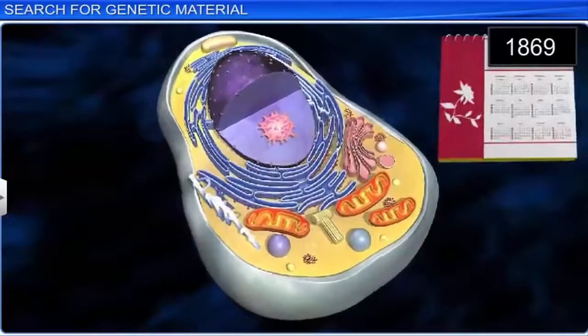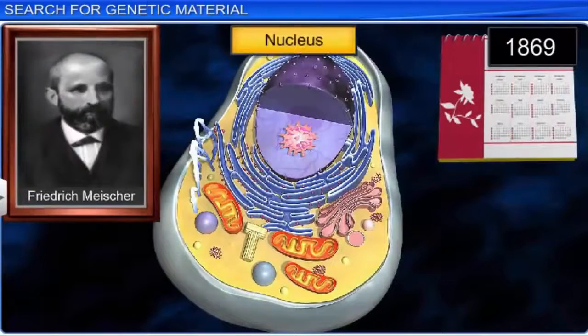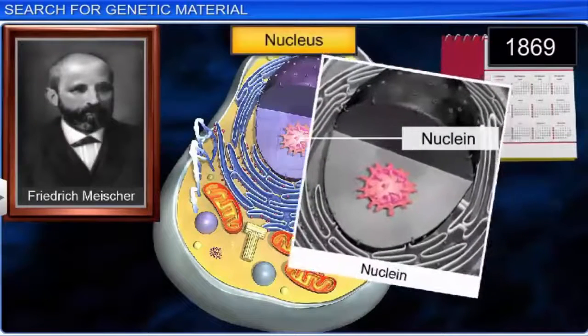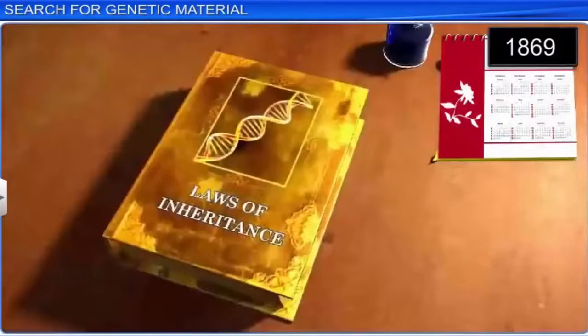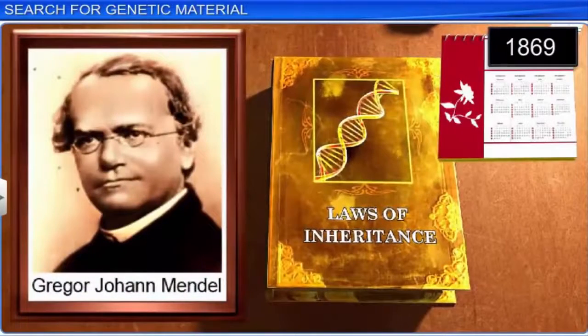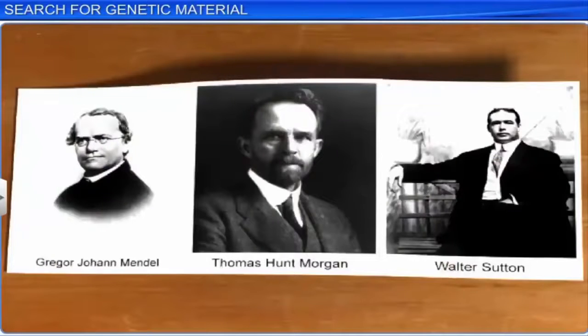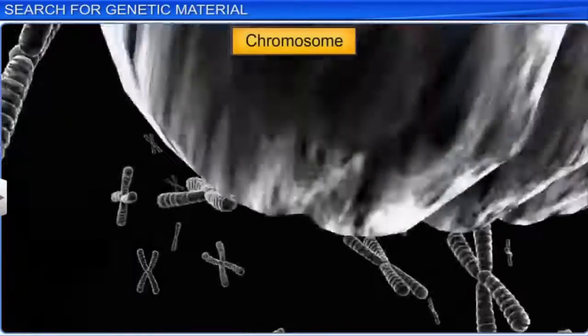In 1869, Friedrich Miescher isolated an acidic material from the nucleus of a cell and called it nuclein, now known as nucleic acids. Also around the same time, Gregor Mendel proposed the principles of inheritance. In fact, Gregor Mendel, Thomas Hunt Morgan, Walter Sutton, and numerous other scientists had narrowed their search for genetic material to chromosomes.